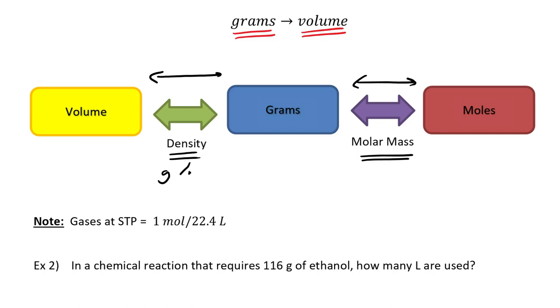This is grams per mil, sometimes written as grams per centimeter cubed. Remember, milliliters and centimeters cubed represent the same thing. Also of note, that gases at standard temperature and pressure, one mole of gas will take up 22.4 liters of volume. This holds true for all gases at standard temperature and pressure.